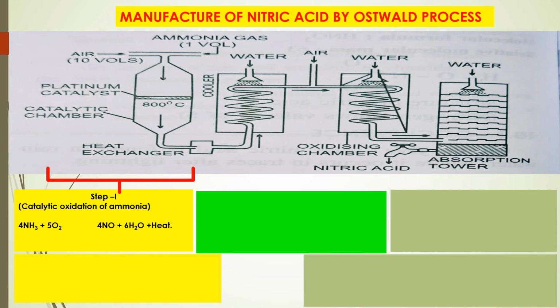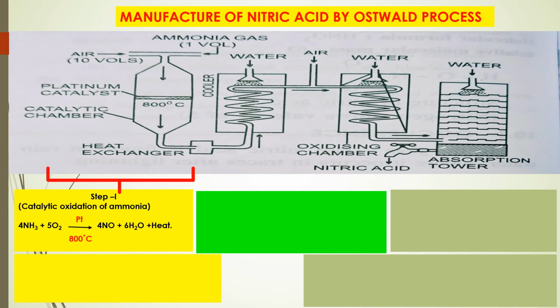The reaction for this particular step is 4NH3 plus 5O2 produces 4 moles of nitric oxide plus 6 moles of water, and it also produces heat energy. Therefore, this particular reaction is an exothermic reaction, and it is carried out at around 800 degrees Celsius using platinum as the catalyst.